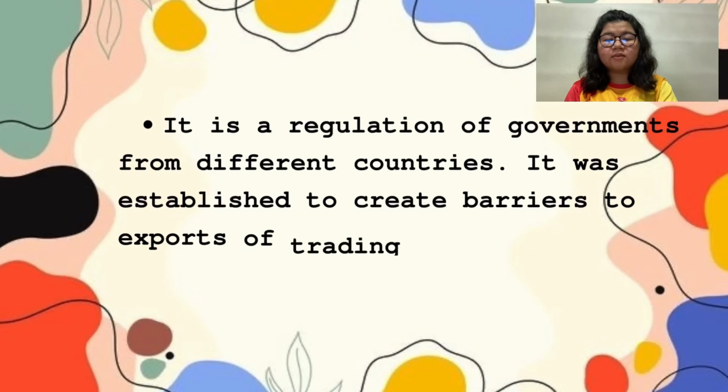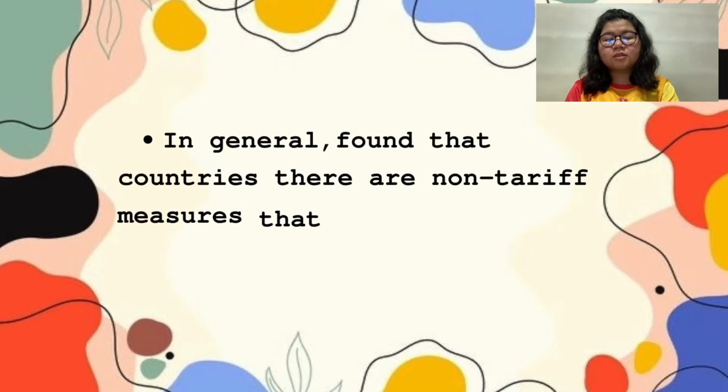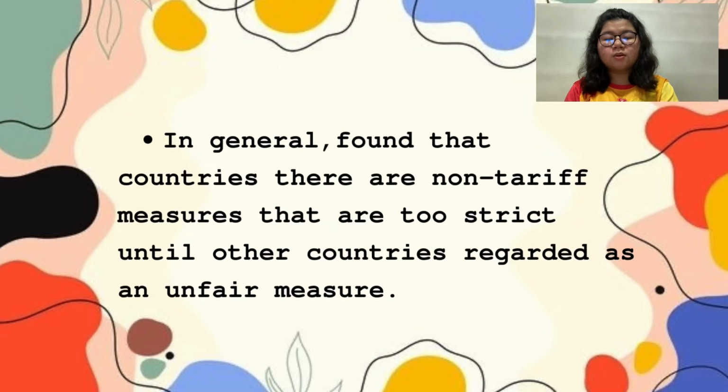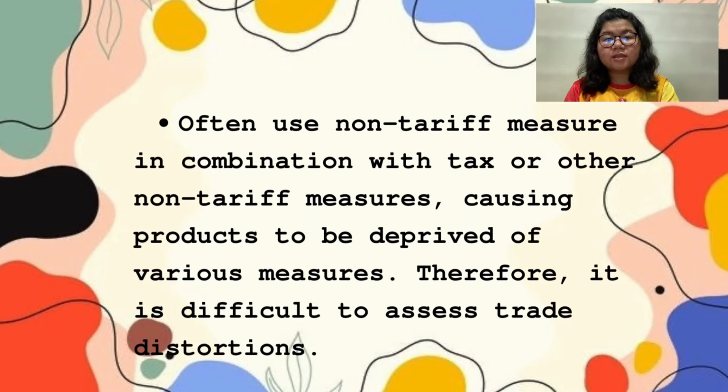A regulation of the government of different countries is set up to create a barrier to the exports of trading partner countries or to discourage imports that are consistent with international agreements. It is generally found that countries apply strict non-tariff measures until other countries see them as unfair measures. Non-tariff measures are often used in conjunction with a tax or other non-tariff measure because goods are deprived of variety. It is therefore difficult to assess trade distortion.